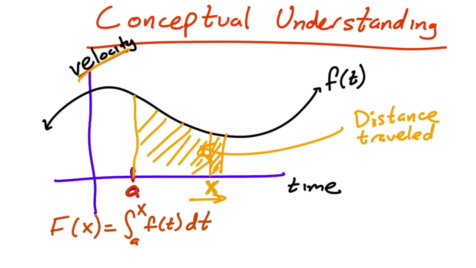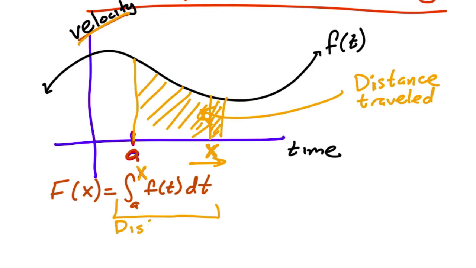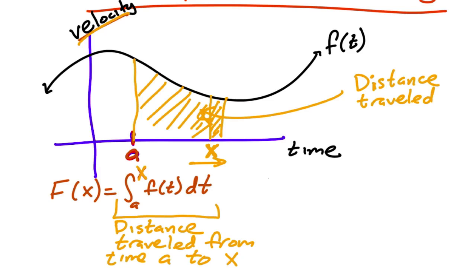So, okay, now, this is changing, right? And so what we're saying is that this function tells us the distance traveled from time a to x. Okay, so that's the interpretation of this integral function. So as x changes, it'll give you how far you've traveled from a to x.